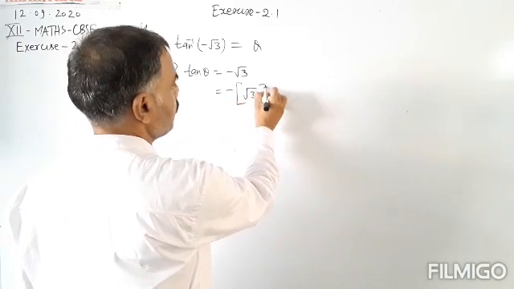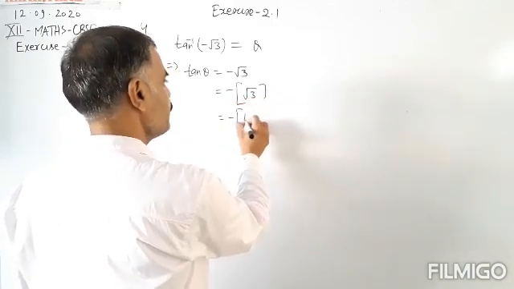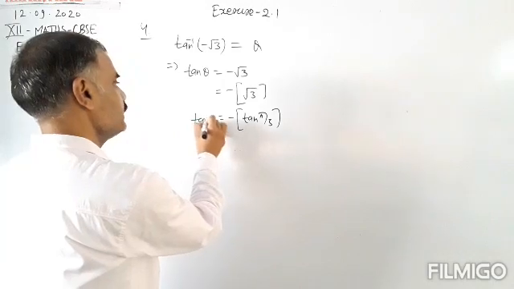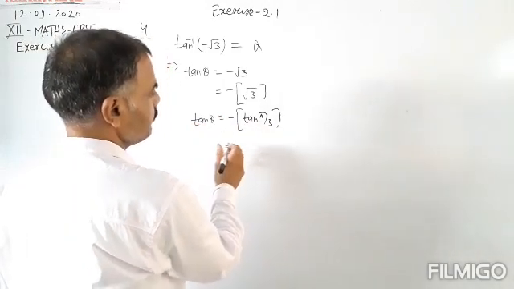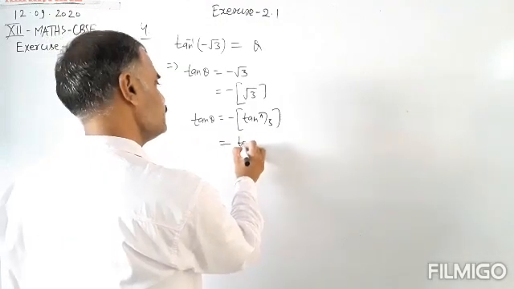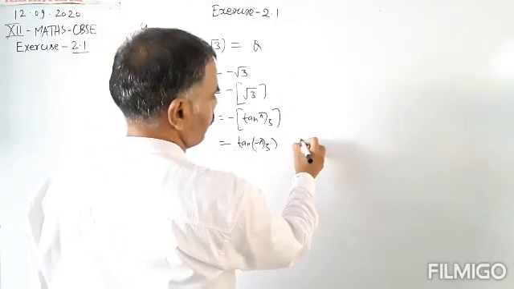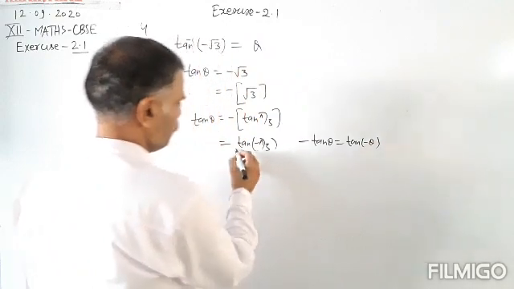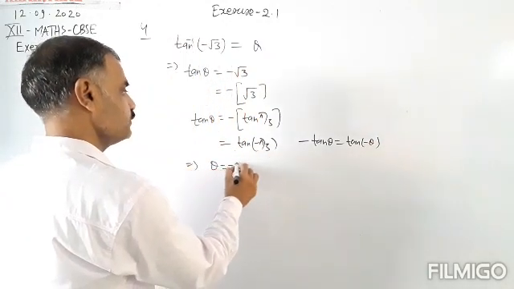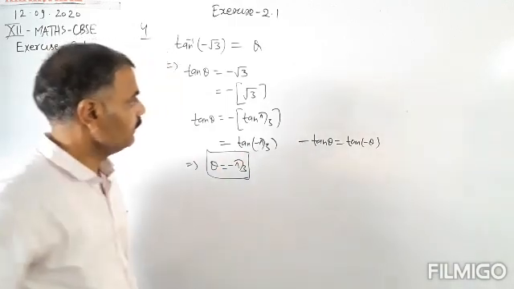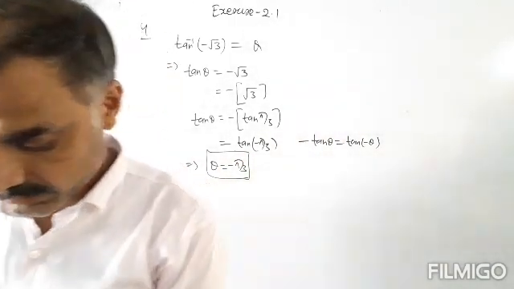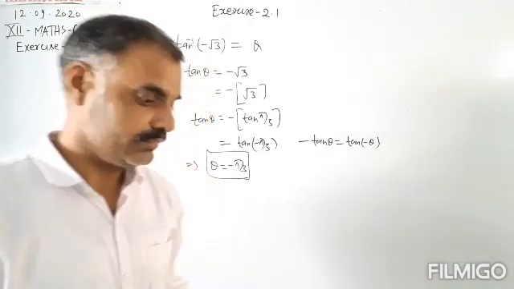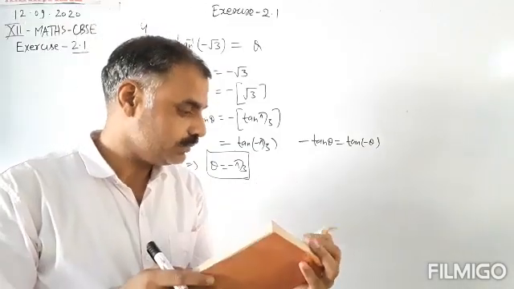It is under root 3, and under root 3 is equal to tan 60 degrees, that is pi by 3. So tan theta is equal to minus tan pi by 3, that is tan minus pi by 3. Since minus tan theta equals tan of minus theta, theta is equal to minus pi by 3. Now we jump to question number 10.